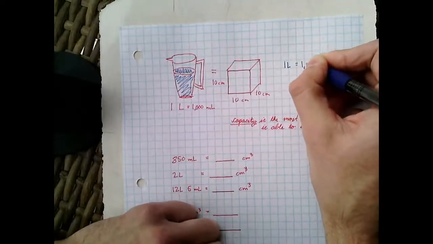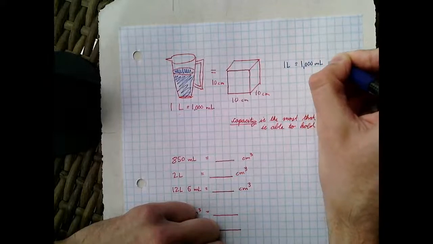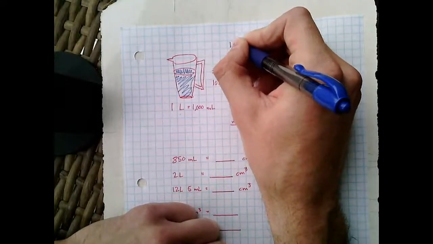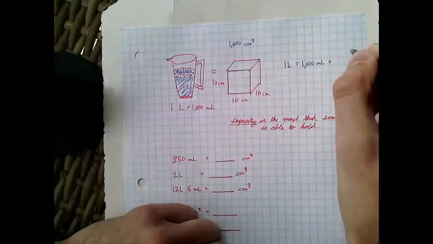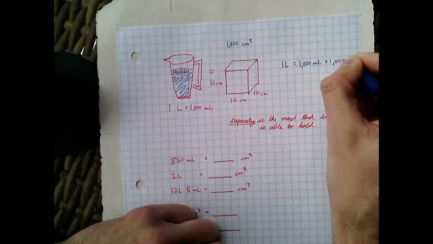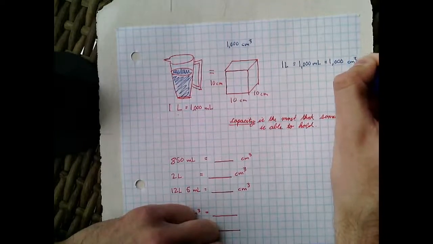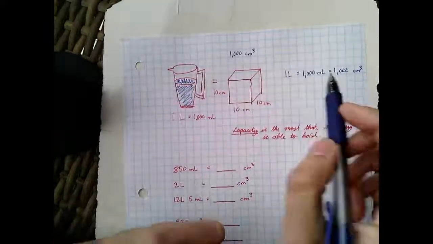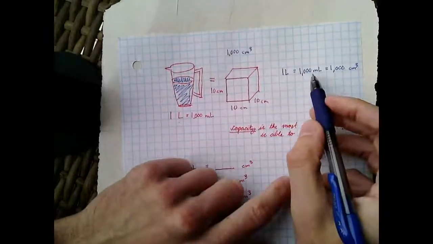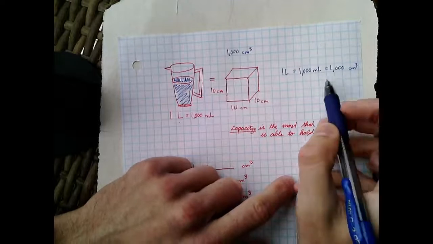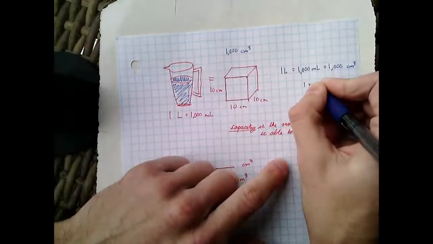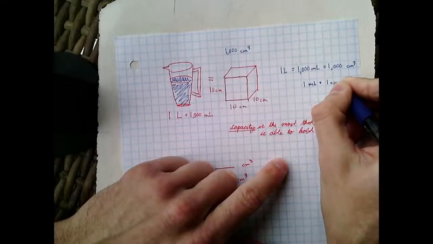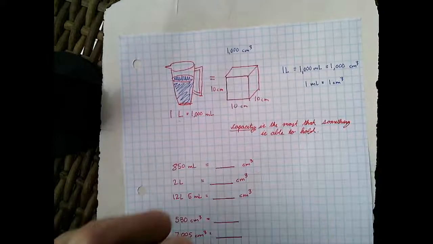Or 1 liter in this cube would be at maximum capacity, which means 1 liter is equal to 1,000 milliliters, which is equal to 10 times 10 times 10, which is 1,000 centimeters cubed. That's an important conversion to know. And also from this, another one: if 1,000 milliliters is equal to 1,000 centimeters cubed, what's 1 milliliter equal to? Well, 1 milliliter would just be 1 centimeter cubed. So that's somewhat of a simple conversion.